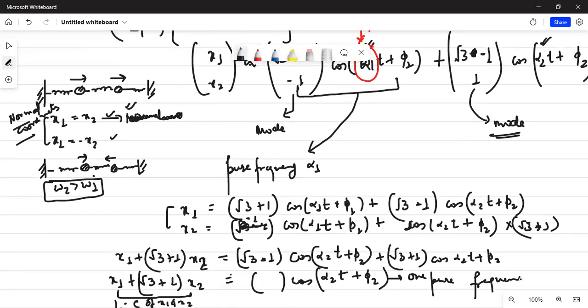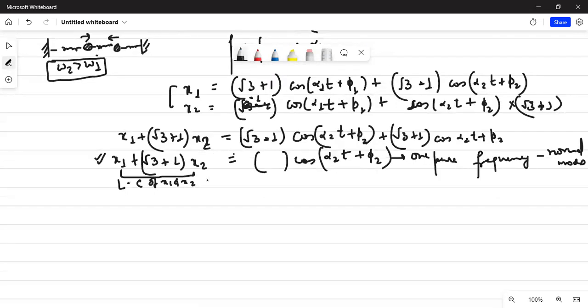And this particular pure frequency is called one of the normal modes. And what is on the left hand side is the normal coordinate corresponding to this normal mode. Is that clear or not? Did you understand? Yes, sir. And if you want to find another normal coordinate, what you need to do is simply multiply by root 3 minus 1. So this particular mode will be absent there, and this particular mode will start getting executed.